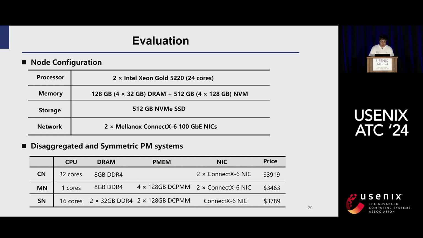We conduct the experiments on a rack of 4 nodes. This table shows hardware configuration of processor, memory, storage, and network. We emulate both disaggregated PM and asymmetric PM systems with those 4 nodes. The table shows that even though they have different hardware configurations, those 2 systems have similar total prices.